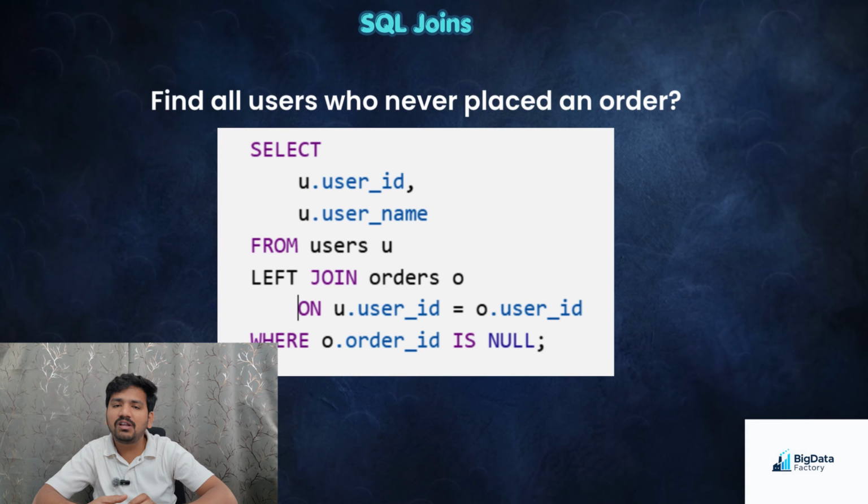This pattern is called the anti-join pattern. In simple words, use left join plus is null when you want records from one table that do not exist in another table. So if someone asks this in an interview, don't overthink it. The logic is start with the main table, left join the second table, and filter where the right side is missing. Now let's move to the second question.